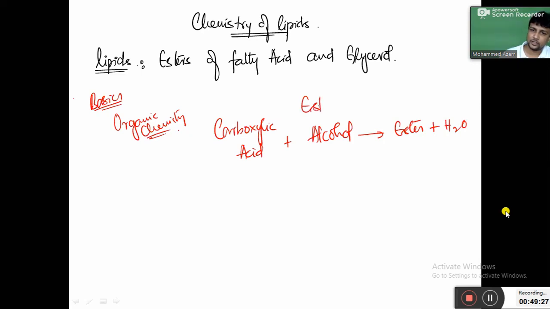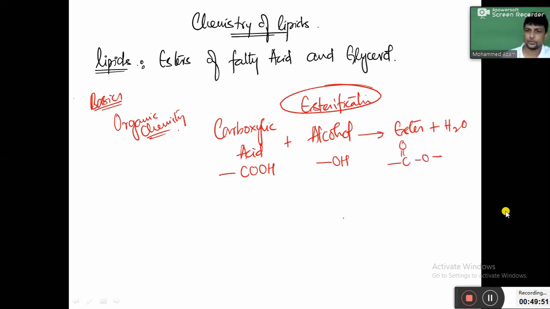It occurs with the release of water, and this is the esterification reaction. Carboxylic acid will be COOH, alcohol will be OH, and the ester will be like C double bond O and O.